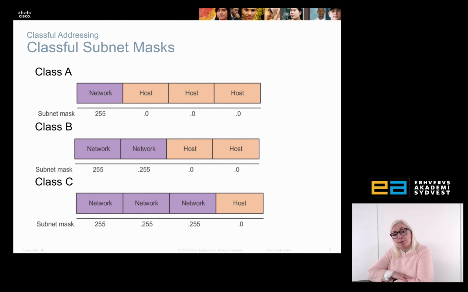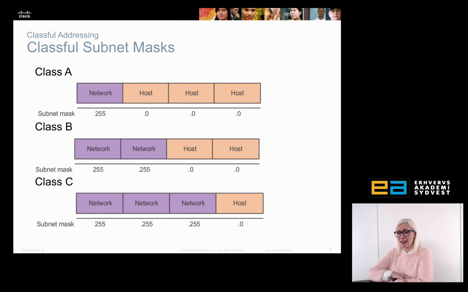The difference of class A, B, and C is only the size of the networks, because class A has a default, standard and fixed subnet mask of 255.0.0.0 or /8, which means that we use the first byte for the network, the rest of the IP address is for hosts. So we have few networks but a very large number of hosts in each of them.